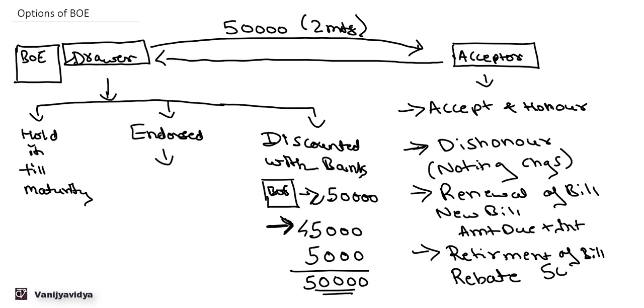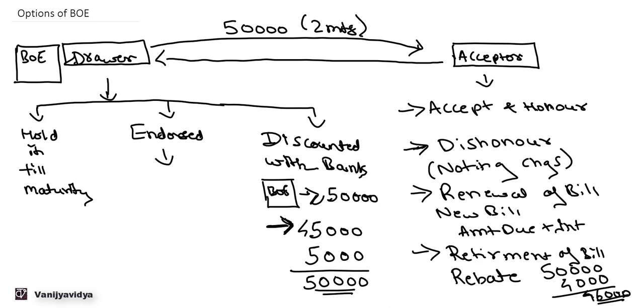Say the bill amount was 50,000. Since the acceptor is ready to pay it immediately, the rebate is provided. 4,000 is the rebate provided. So that is the discount or rebate which is provided by the drawer. So the acceptor will pay 46,000 instead of 50,000 since he is making an early payment.